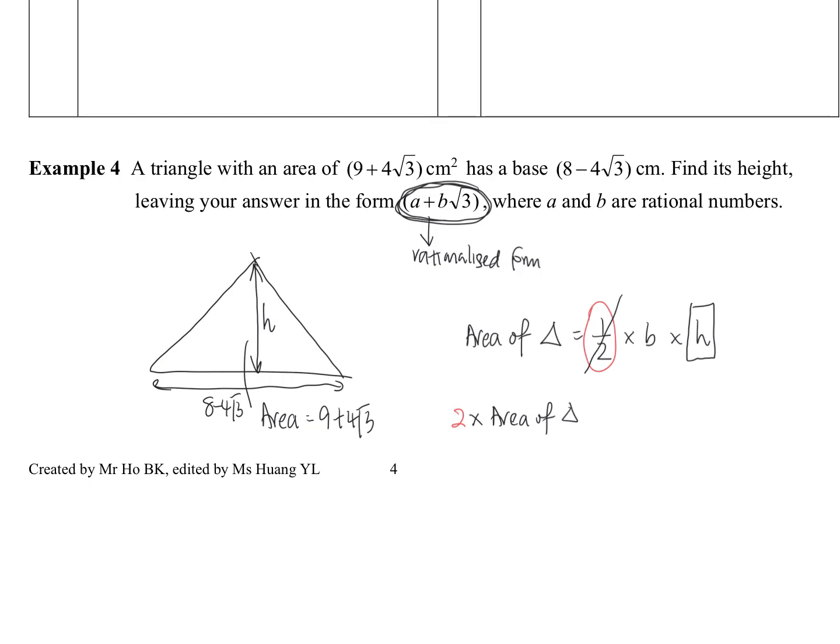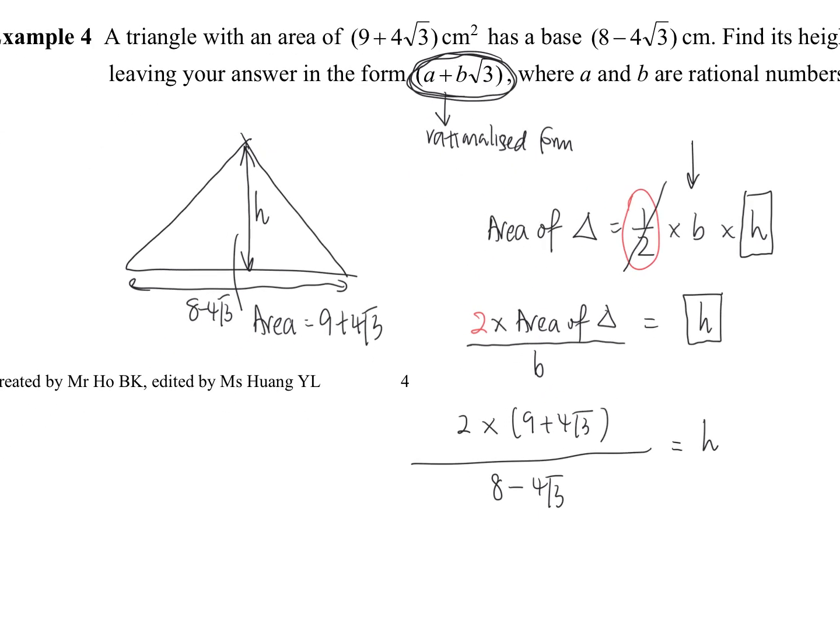And then I also need to get rid of the base. So what do I do? How do I get rid of this base? I bring over and divide. So in order to get height, I need to multiply my area 2 times and then divide it by my base. So this is as good as a fraction that you need to rationalize. So when you are given a question like that, you are expected to rationalize. So before that, let's simplify first.